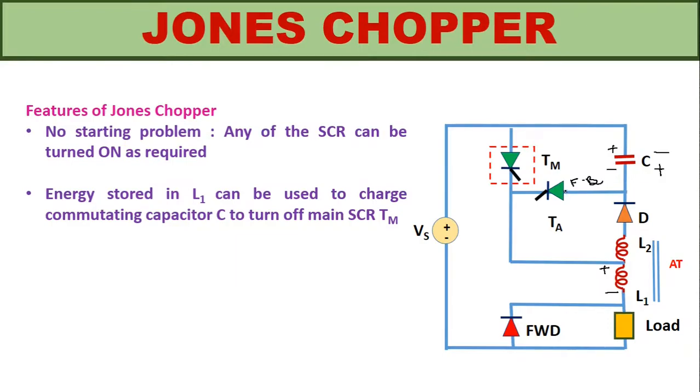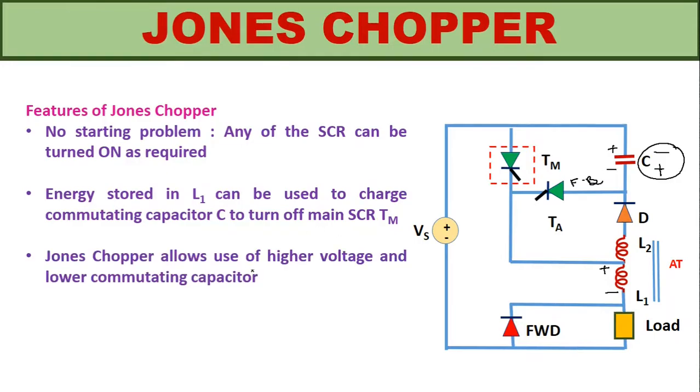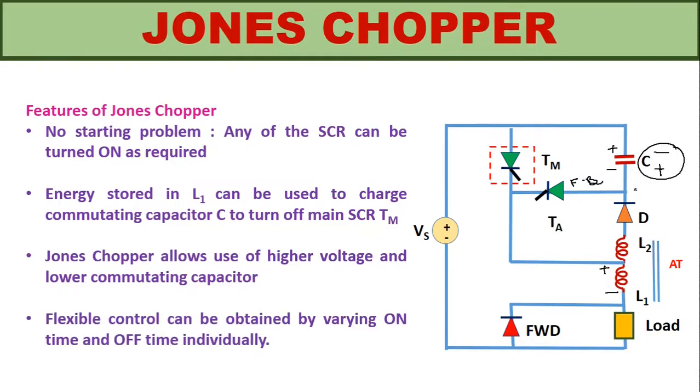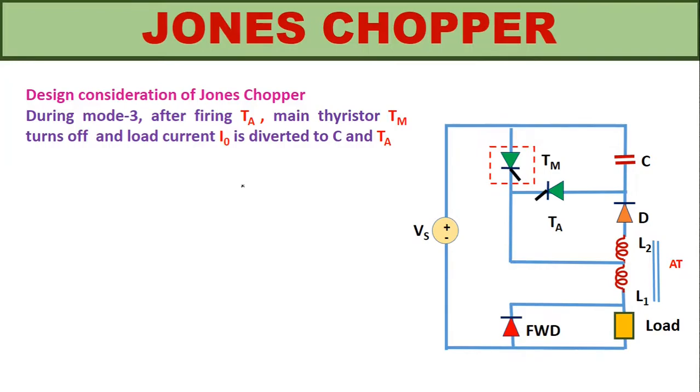So when it is turned on, what happens? This voltage across the capacitor with upper plate negative with respect to lower plate will be applied to the main thyristor, which is the reverse bias voltage for the main thyristor. So this main thyristor will go into the off condition because of this voltage across the capacitor. Third point is Jones chopper allows use of higher voltage and lower commutating capacitor. Fourth one is in the Jones chopper, flexible control can be obtained by varying the on time and off time individually.